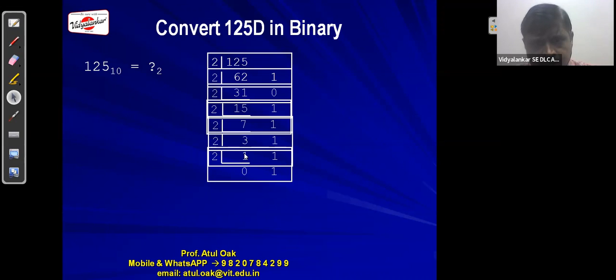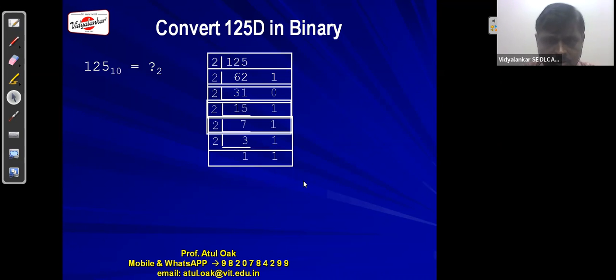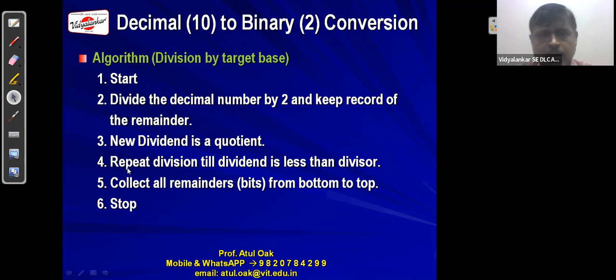If you divide 1 by 2, division is not possible. So your remainder is 1 and your quotient is 0. Okay, why is the quotient 0? Because division is not possible. Here I said, observe it. Repeat division till dividend is less than divisor. That is step 4 in the algorithm.